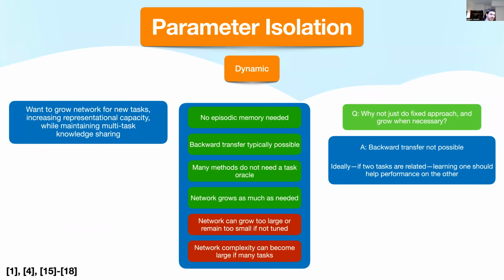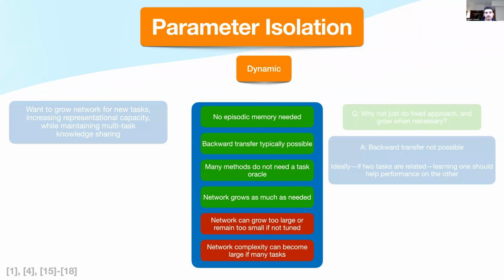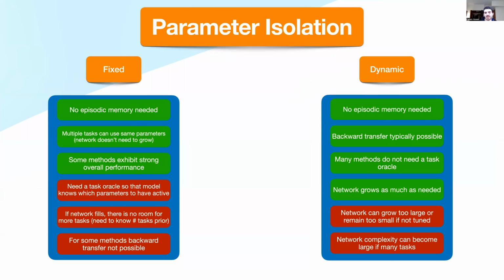Now, here's the big problem with this. You got to set your hyperparameters correctly. You got to set your thresholds for when to grow. If you mess up, you're going to either grow too big or remain too small. You got to strike that balance, and that can, in practice, be a somewhat hard thing to do. So you need to watch out for that. Oh, and further for those dynamic methods, your complexity can grow quite large if you just keep adding on tasks.